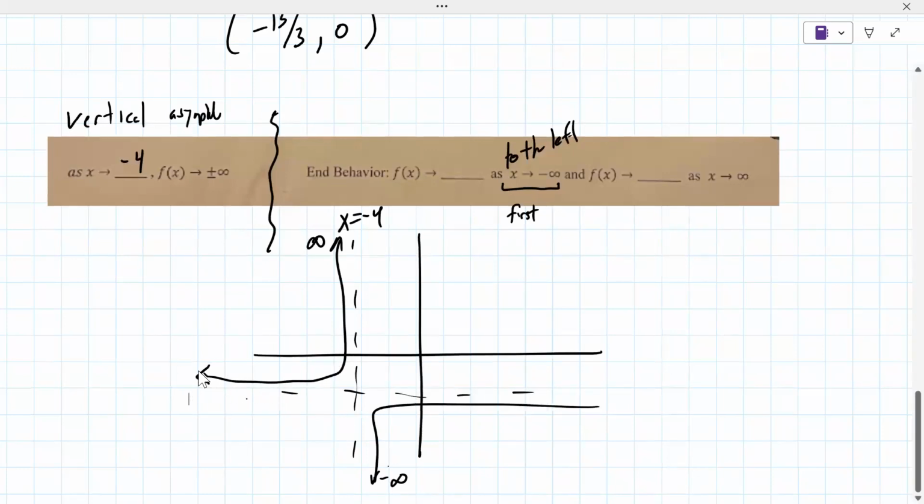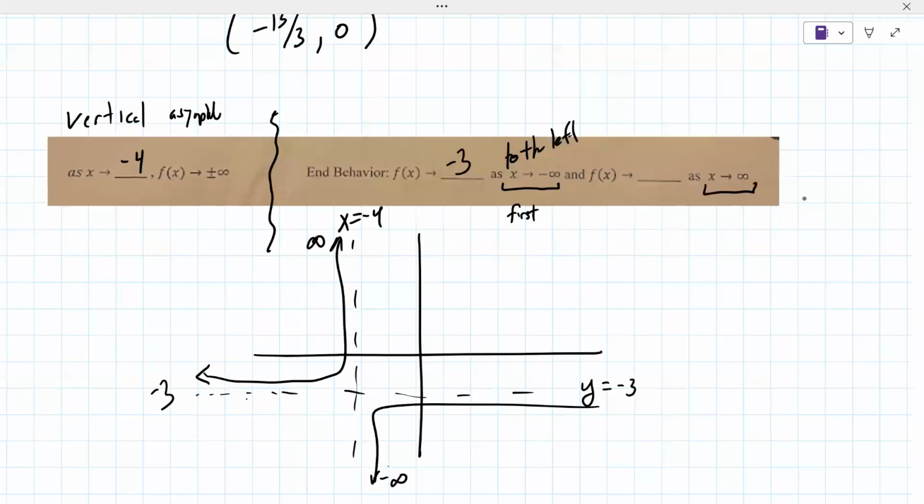And what does it approach? Well, it approaches this y value. This y value is -3 on both sides. So you can see as you traverse the curve to the left, it approaches this y value of -3.